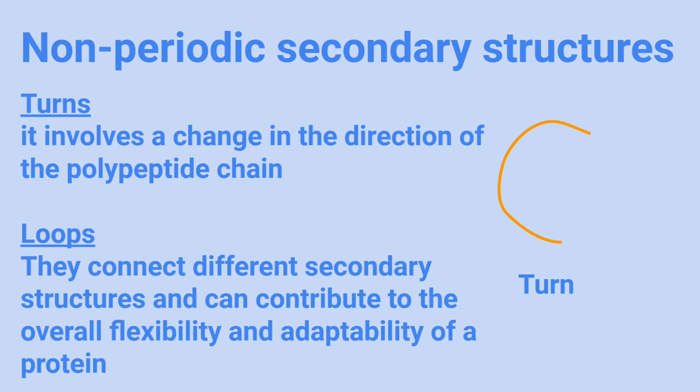Now let's talk about loops. Loops in the context of protein structure refer to regions where the polypeptide chain does not form regular secondary structures like alpha helices or beta strands. Loops are often found on the protein surface and are more flexible compared to structured secondary elements. They connect different secondary structures and can contribute to the overall flexibility and adaptability of a protein.